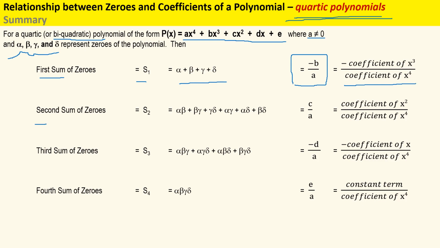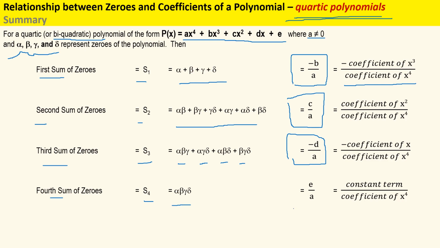Similarly, the second sum of the zeros, S2, will be equal to alpha beta plus beta gamma plus gamma delta plus alpha gamma plus alpha delta plus beta delta. This will be equal to c by a. The third sum of the zeros, S3, will be equal to alpha beta gamma plus alpha beta delta plus beta gamma delta plus alpha gamma delta, and this sum will be equal to minus d by a. And the fourth sum of the zeros, S4, will be equal to alpha beta gamma delta, and this will be equal to e divided by a.